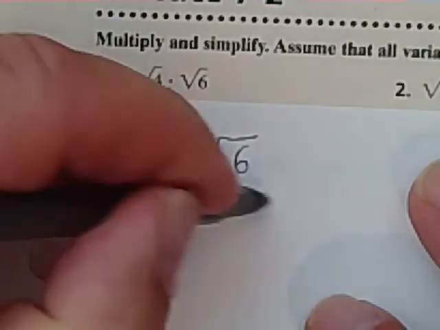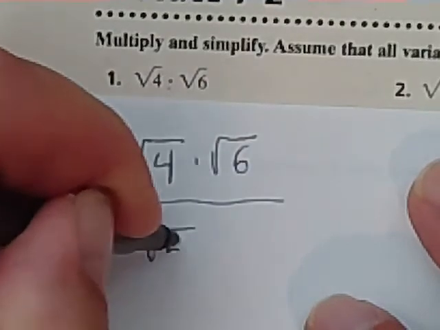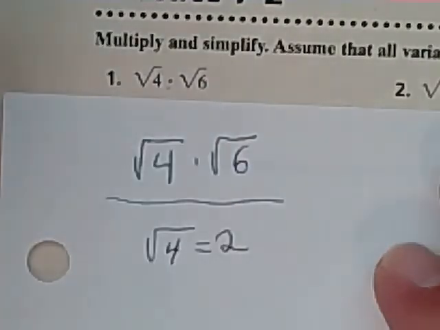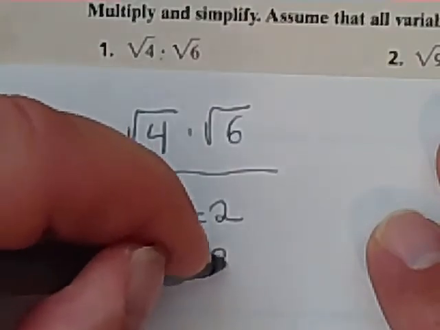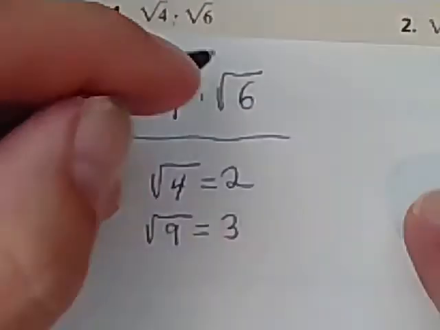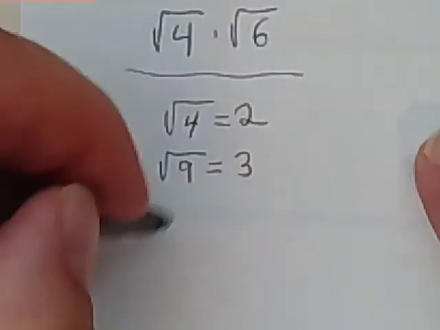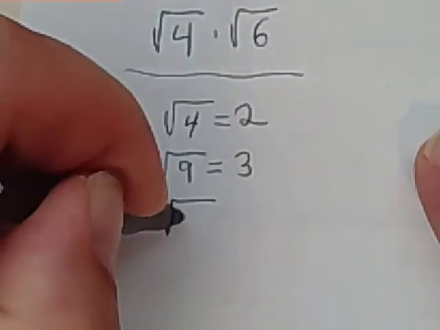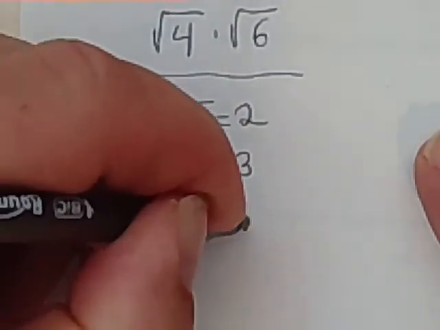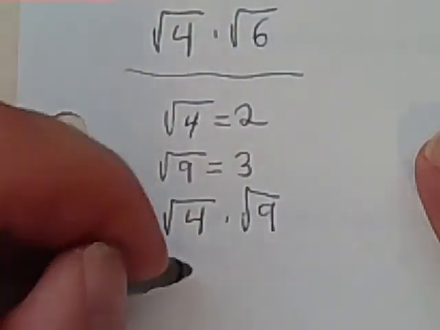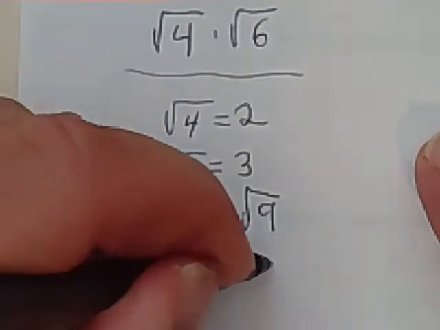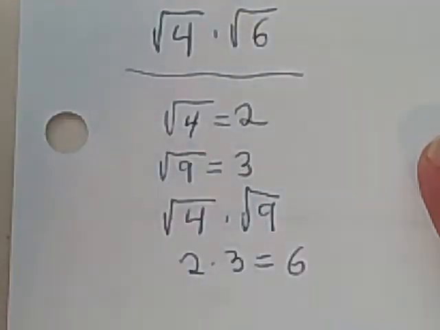For example, you should know that the square root of 4 is 2. And you should know that the square root of 9 is 3. So as a little test for yourself, ask yourself, what happens when I multiply the square root of 4 by the square root of 9? On the one hand, you should say, well, that's going to be 2 times 3 is 6.